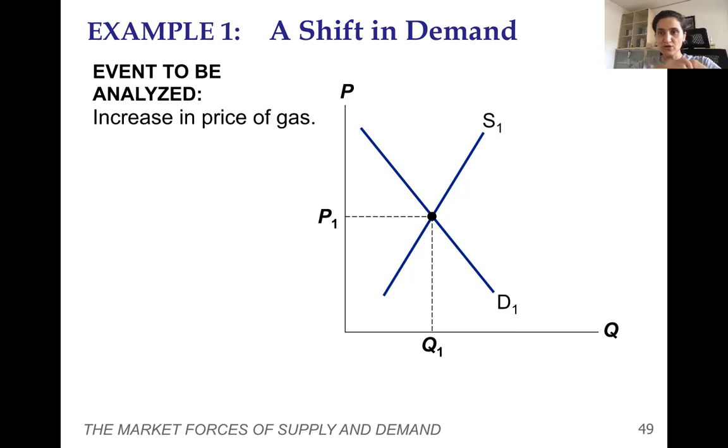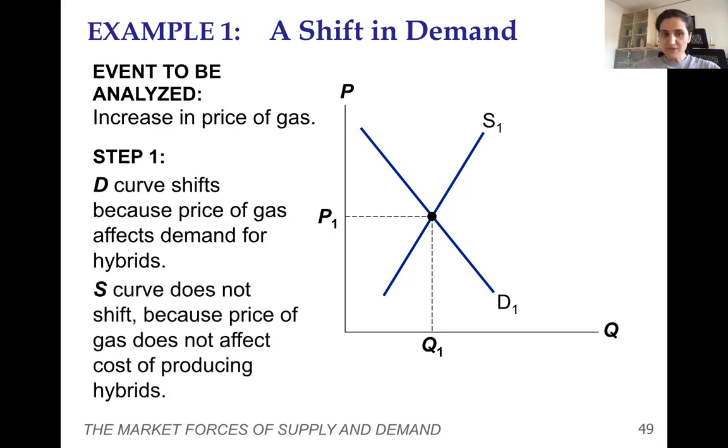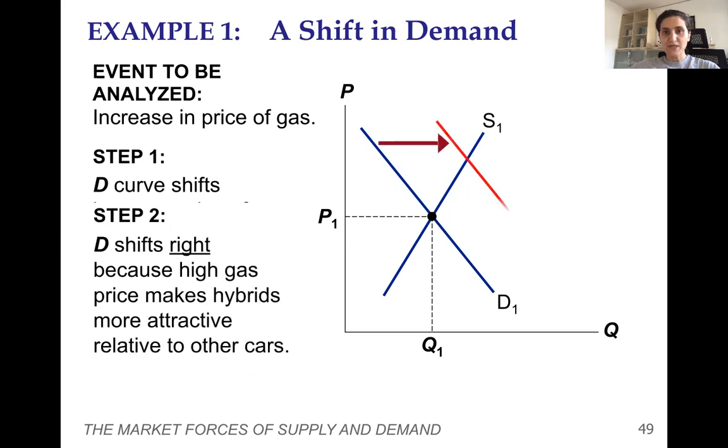Gas and other normal cars are complements to each other. So if there is an increase in the price of gas, the demand curve shifts because the price of gas affects demand for hybrids. The supply curve doesn't shift because the price of gas doesn't affect the cost of producing hybrids. The demand curve shifts to the right because a high gas price makes hybrids more attractive relative to the other cars.